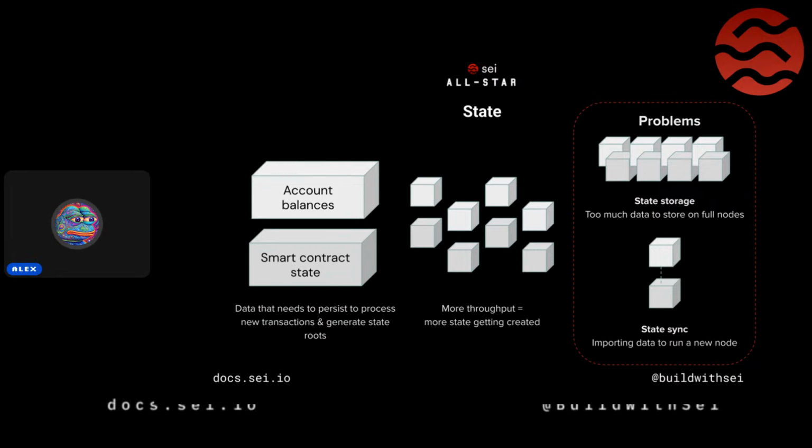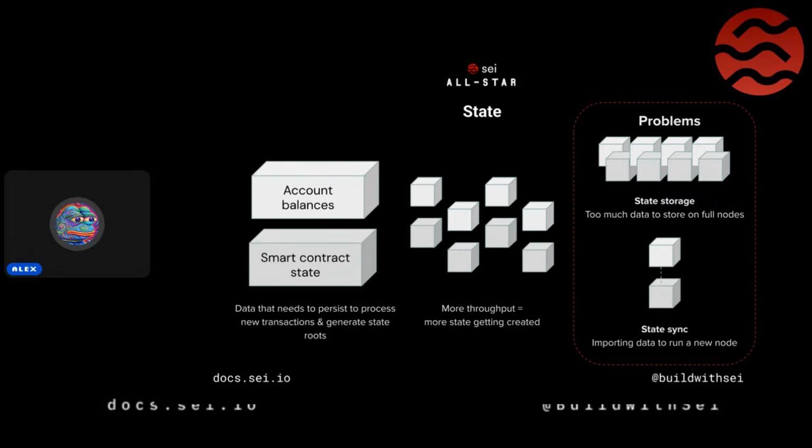So just to recap the whole idea, it's essentially what the state really is, right? It's account balances, it's smart contract states, it's nonces, it's addresses. So all of the data needs to persist, obviously, to process new transactions and generate a state root that we can verify. The state root is basically the last state on top of which we build our stuff.